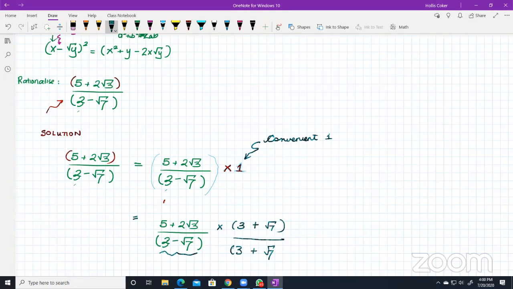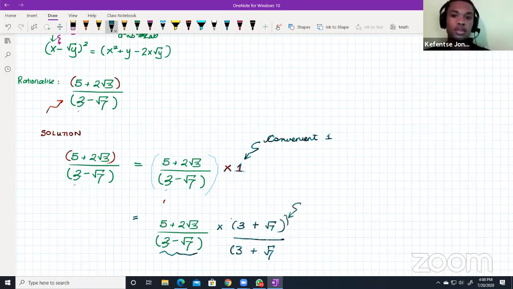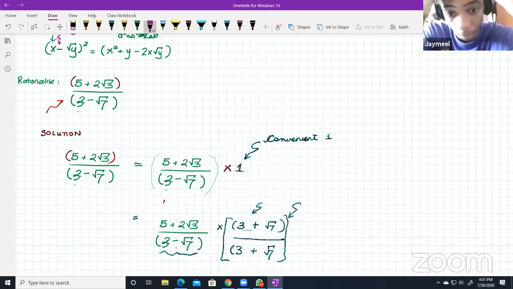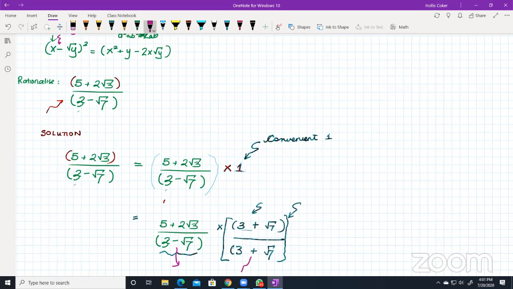Now, do you agree that this over this is 1? Yes, sir. Right, that is 1. So I've violated no mathematical law. I'm keeping all the laws. Why did I choose 3 plus root 7? Because the positive and negative signs give the denominator the structure a plus b into a minus b. Make sense?